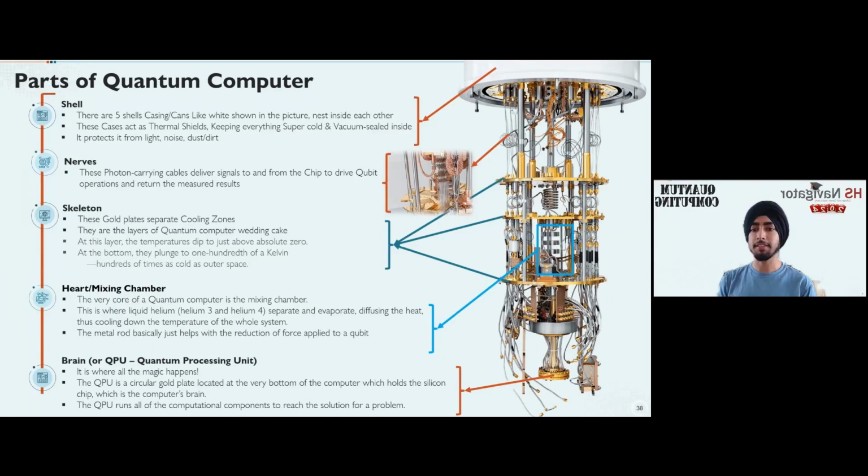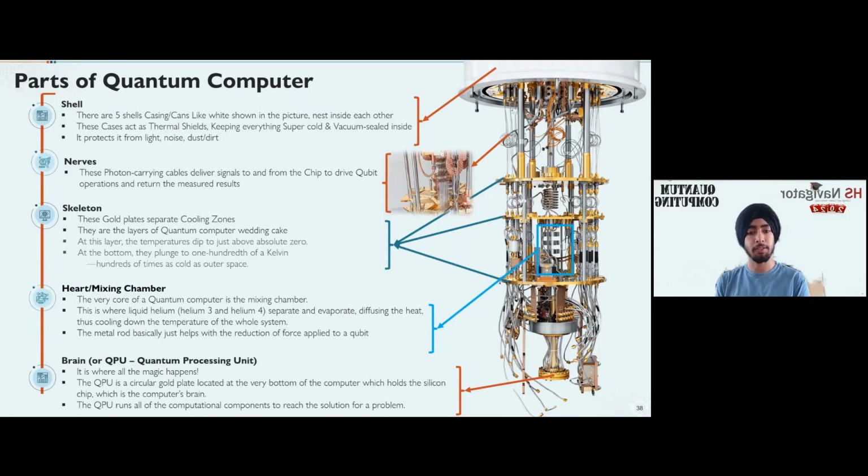And inside these layers, they dip to just above absolute zero, which is very, very cold. And at the bottom, they can dip to almost within 1/100th of a Kelvin, which is almost the same temperature as outer space or even colder. This middle part is what's called the heart or the mixing chamber, which is the core of a quantum computer. It's where the cooling happens.